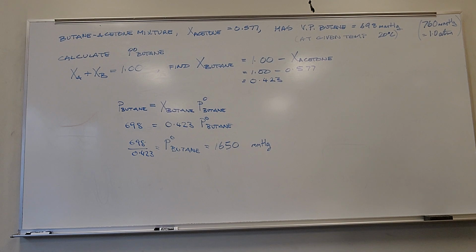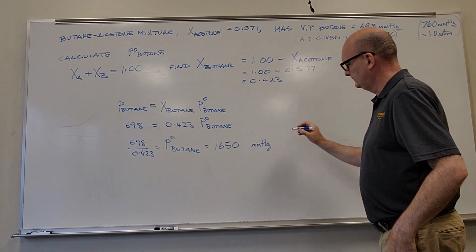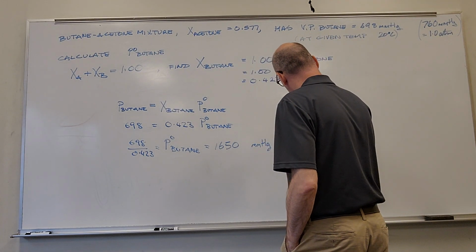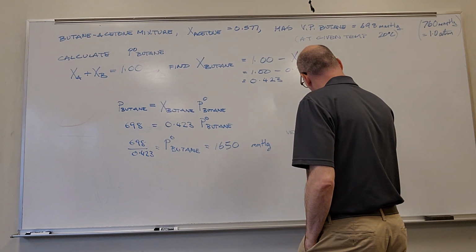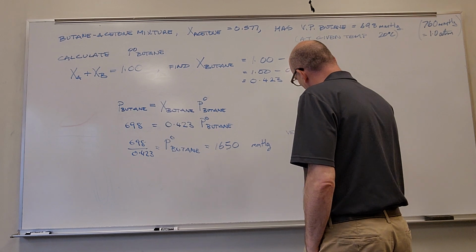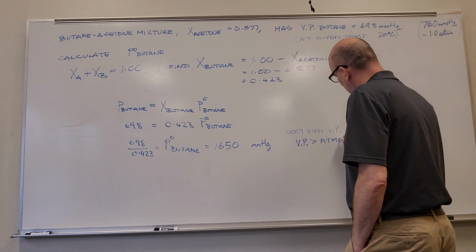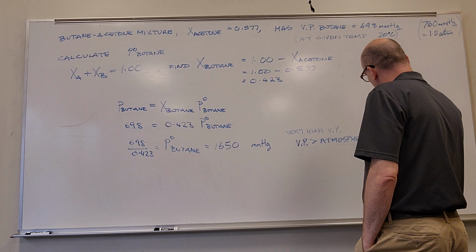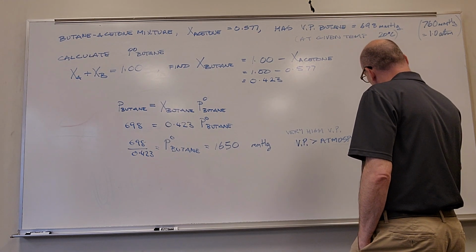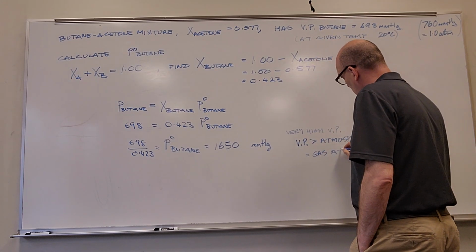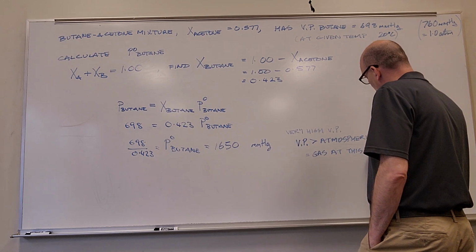Okay. Questions? So we have a very high vapor pressure. This vapor pressure is above atmospheric pressure, which tells us this is a gas at surface temperature.